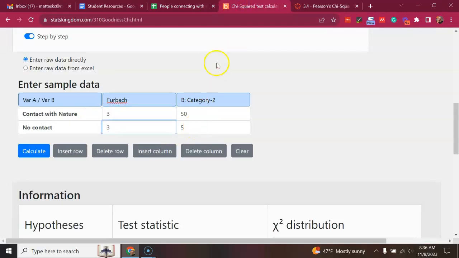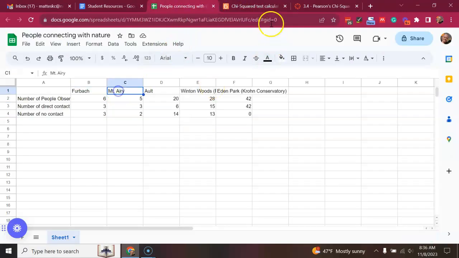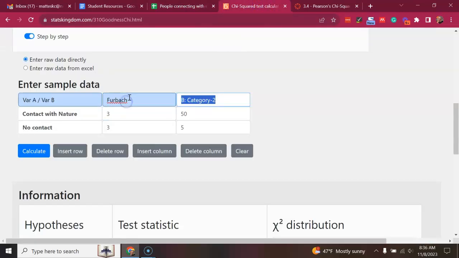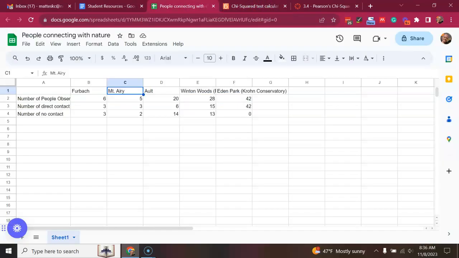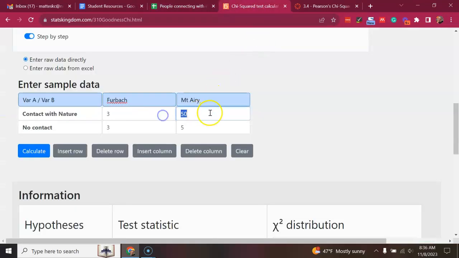So 3 and 3. And we'll do this for Mount Airy. And it would be 3 and 2 people. So these are just the counts of people, the frequencies. Now, if you clicked calculate now, you would be looking at the statistical difference between the frequencies of people that connect with nature in just these 2 parks. But in this case, the hypothesis was to look at all 5 parks and see if there's a difference there.